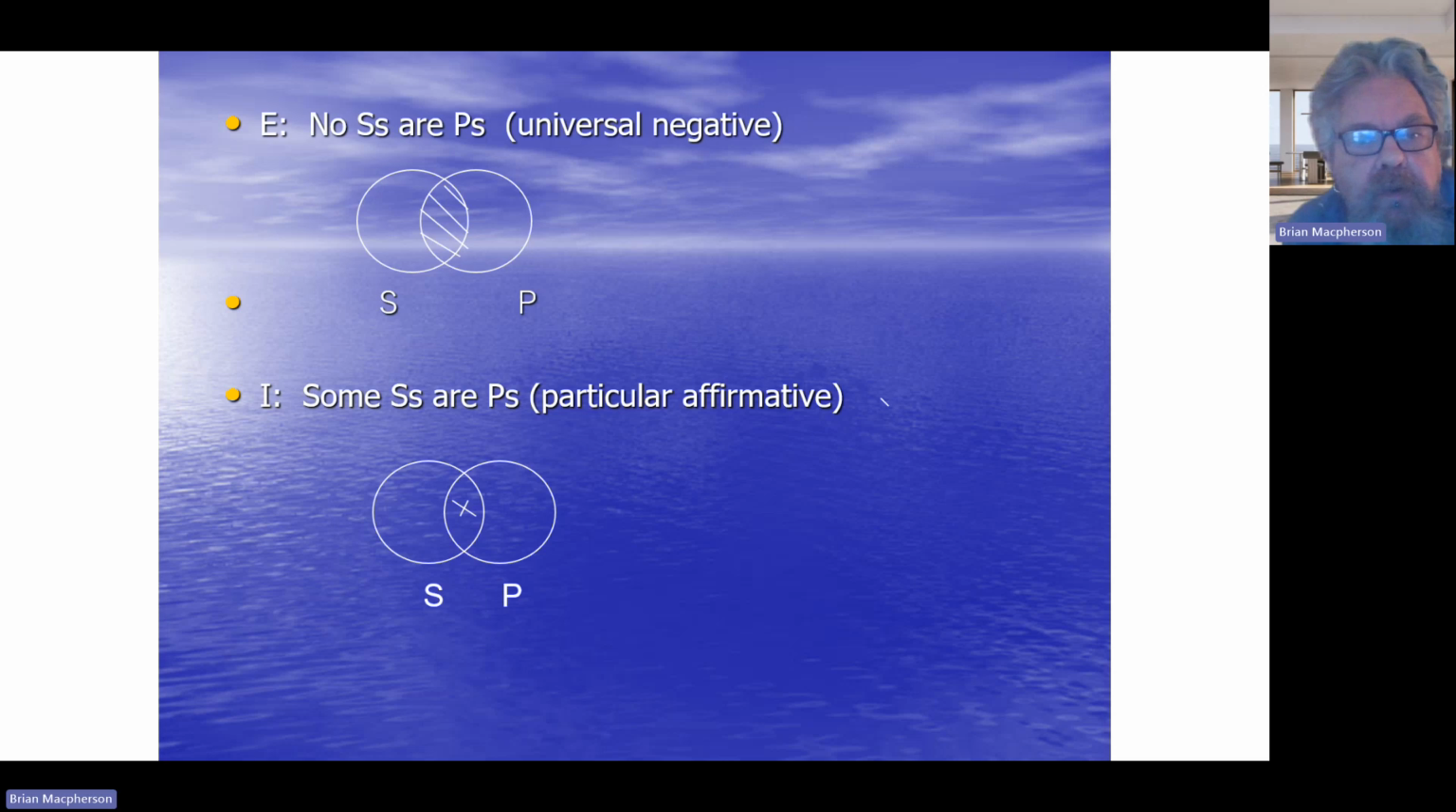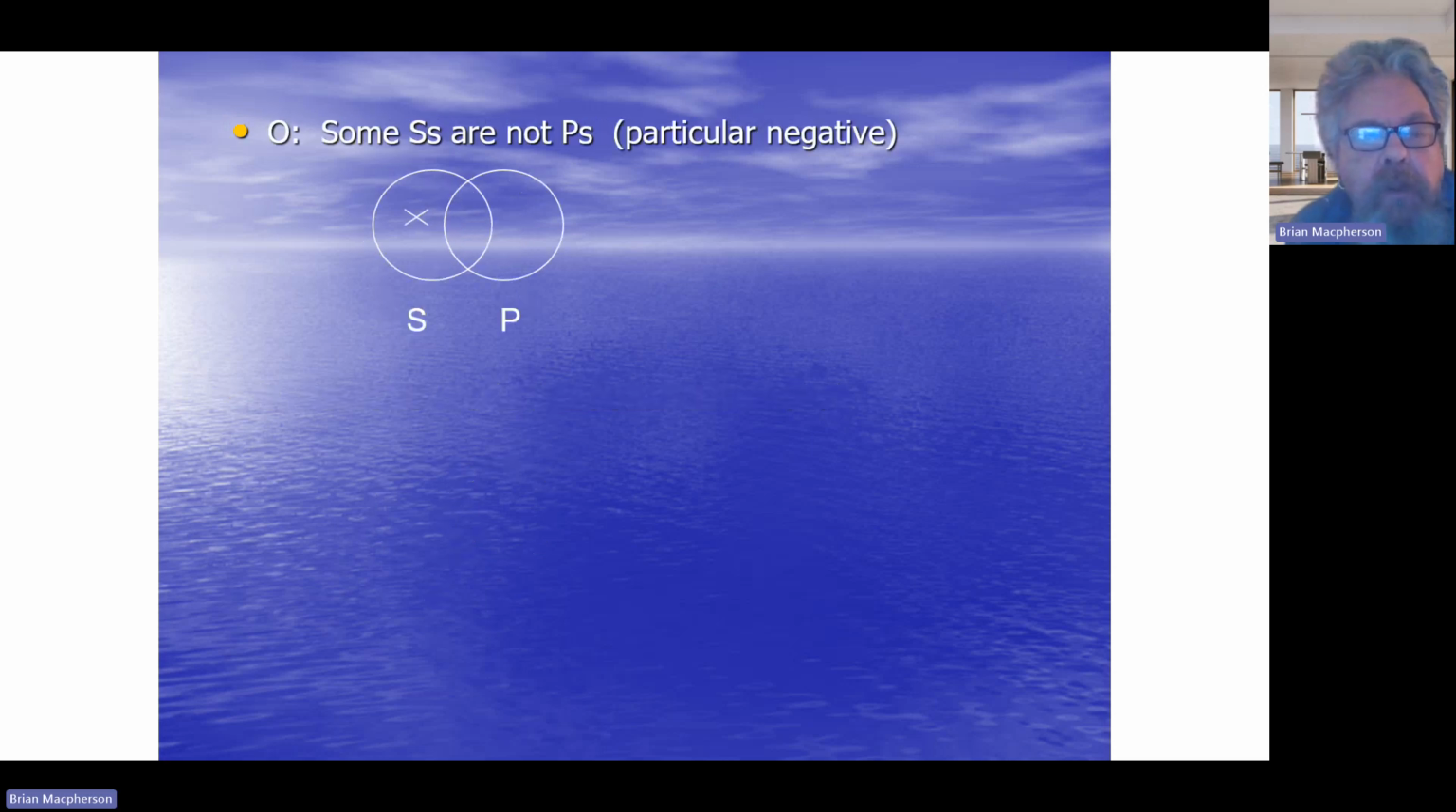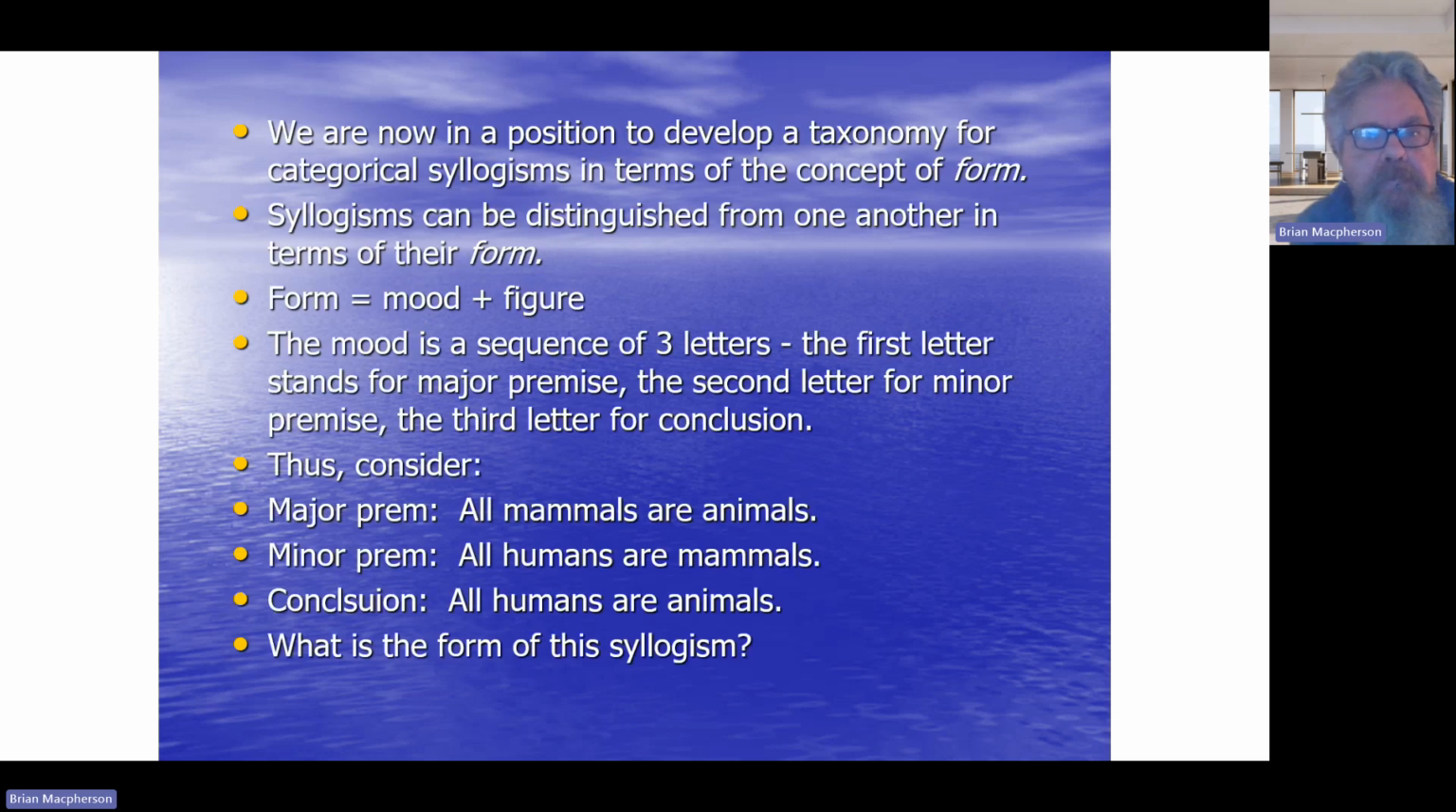Then you have the particular affirmative. Some S's are P's, we put an X in the area of intersection to say that there's at least one thing that is both an S and a P. And finally, some S's are not P's, we put an X in the area of S that's outside of P to tell us that there are some S's that are not P's, all right? And so that's how you can represent the meaning of categorical propositions.